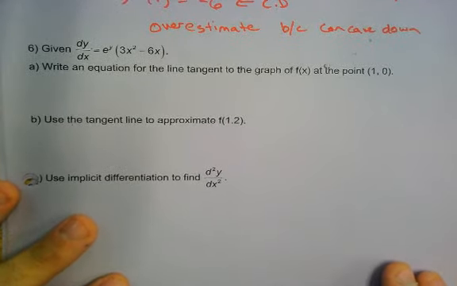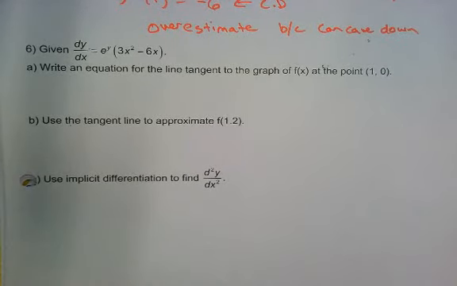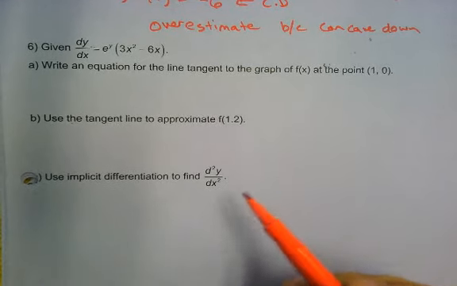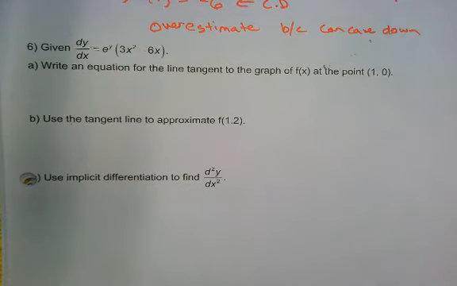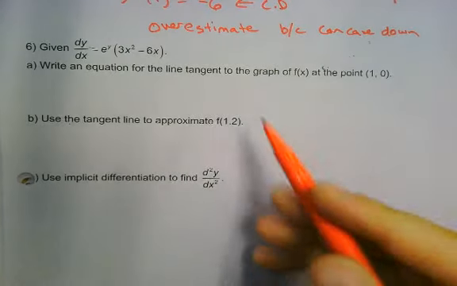Alright, we'll do 6. Six is a little bit of a review too, because it talks a bit about implicit, which we struggled with as a class. Don't worry, I'll come back to that at an appropriate time, which is now. Okay, so given dy/dx, what does dy/dx mean? It's your first derivative. So write the equation of a line at the point (1, 0).